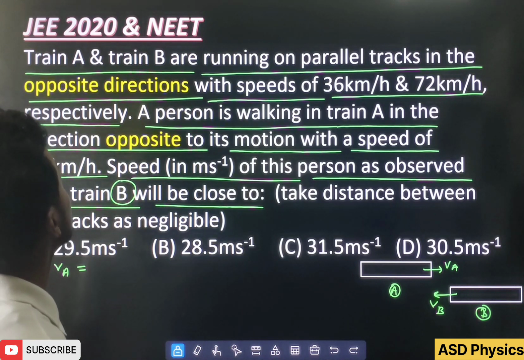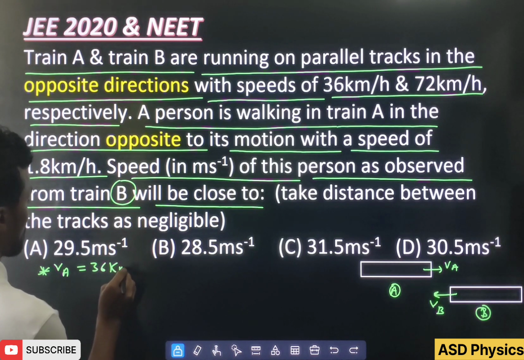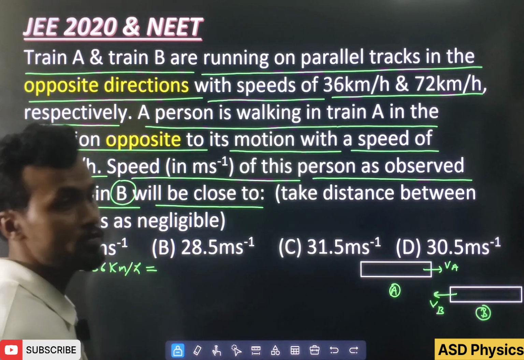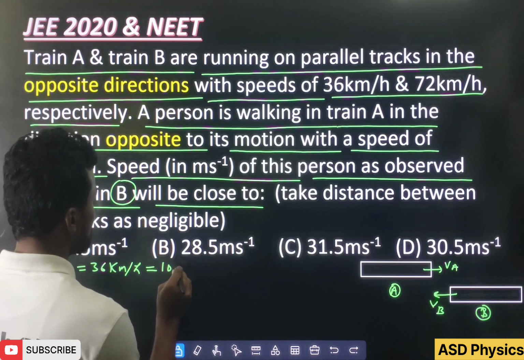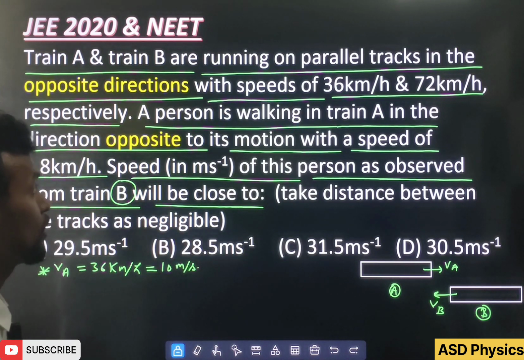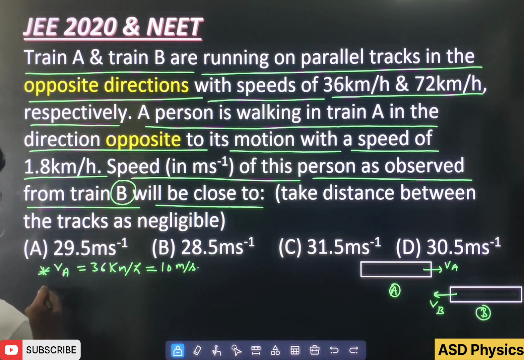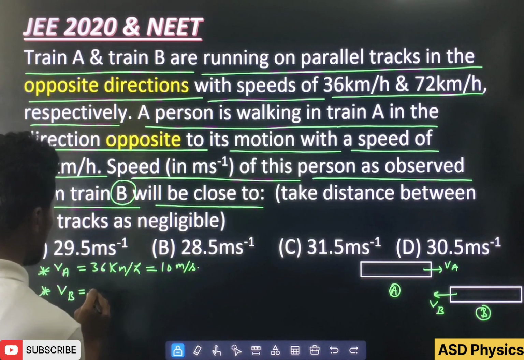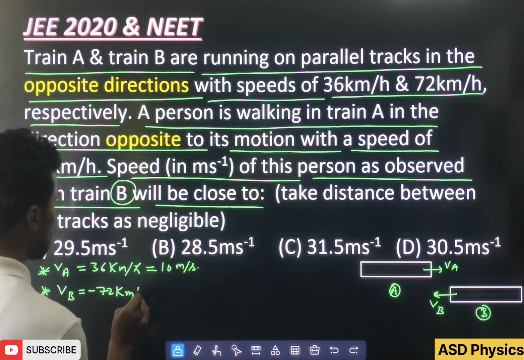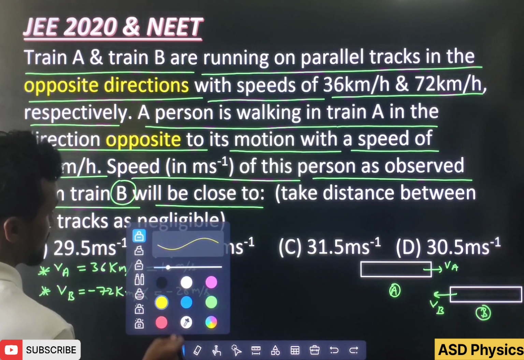So the speed of train A is given here as 36 km per hour. We know very well that 36 km per hour, multiplied by 5 by 18, gives 10 meter per second. Now, if we take the direction into consideration, the velocity of train B is given as 72 km per hour in the opposite direction. So I can write minus 72 km per hour, or minus 20 meter per second. Okay, this is done.